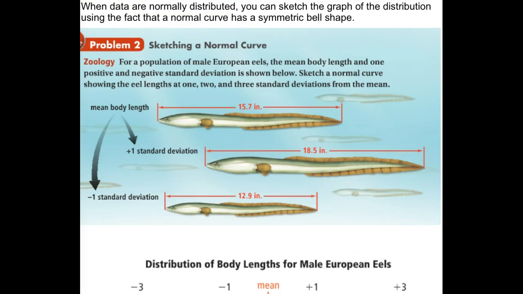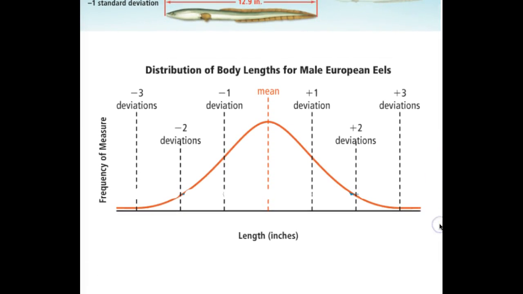When data are normally distributed, you can sketch the graph of the distribution using the fact that a normal curve has a symmetric bell shape. So for this question, we are given population of male European eels. Their mean body length is 15.7 inches. One positive standard deviation above that would be 18.5 inches, and one standard deviation below the mean would be 12.9 inches. With that information, could we fill in our graph? Could we figure out what those marks should be at the bottom?